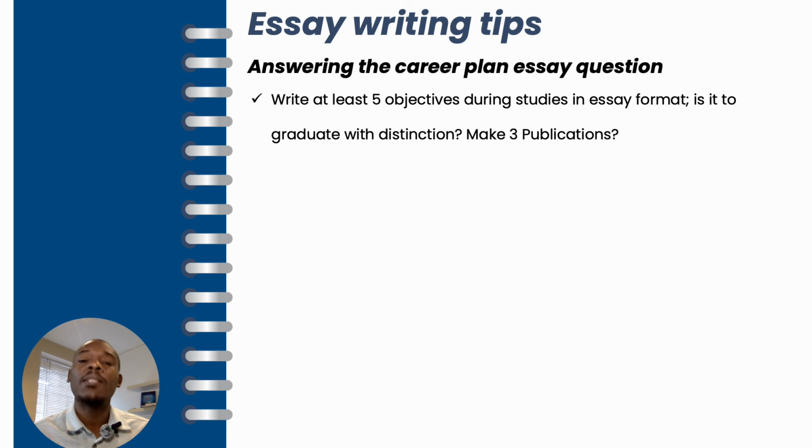So to successfully answer this question, on the objectives during your studies, you need to include at least 5 objectives that you would want to achieve when you are studying. Do you want to graduate with a distinction if you are doing a master's, or do you want to have 3 publications if you are going to do a PhD? Do you want to attend conferences to gain the skills that you need?